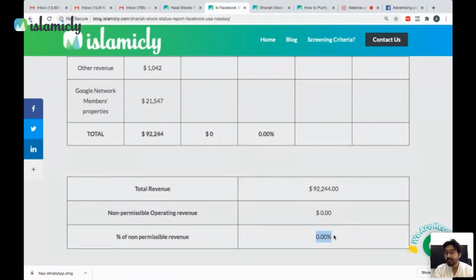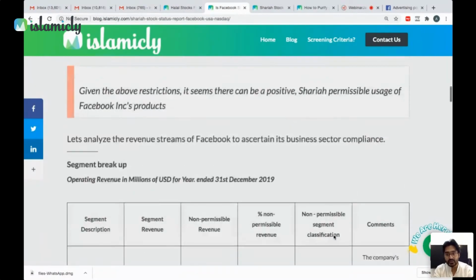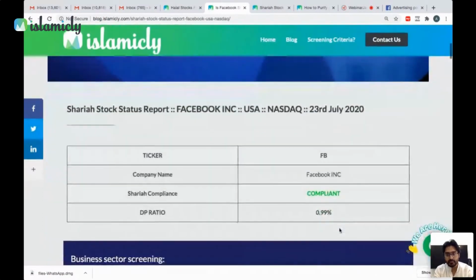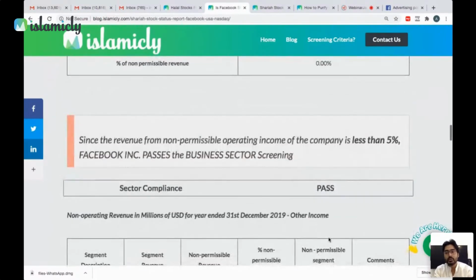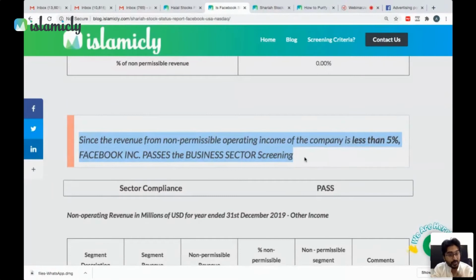But that does not mean the dividend purification is 0. Let's see what the dividend purification is. It's still 0.99. Where did this come from? Let's analyze that. To do that, we'll have to analyze the non-operating income of the company. Before that, let's read the statement. Since revenue from non-permissible operating income of the company is less than 5%, Facebook Inc. passes the business sector screening. So the sector compliance is a pass.